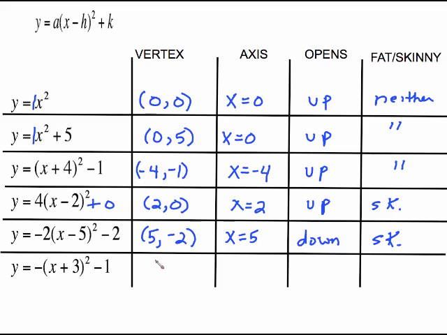This one, vertex of -3, -1. Axis of symmetry, x equals -3. Because this is negative, it opens down. And because that's really like a -1, it's neither fat nor skinny.